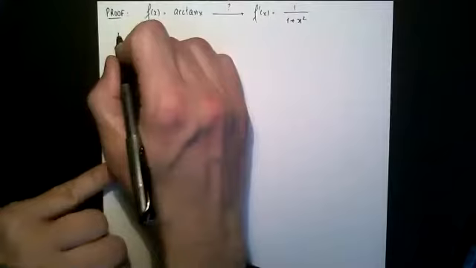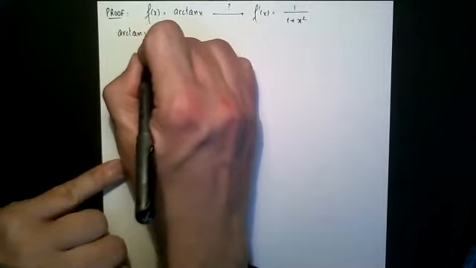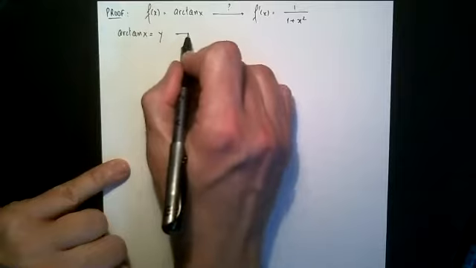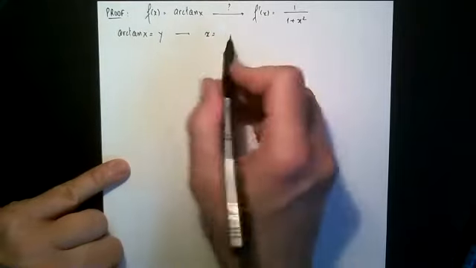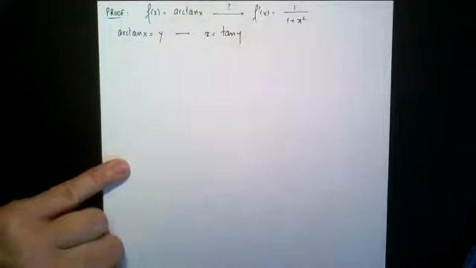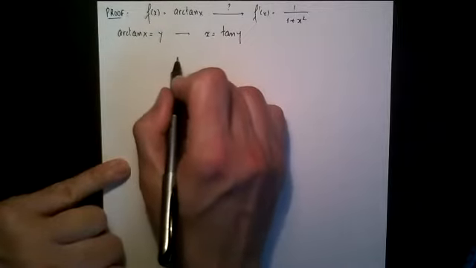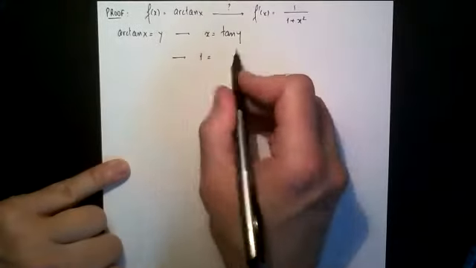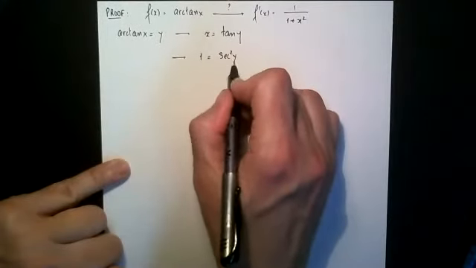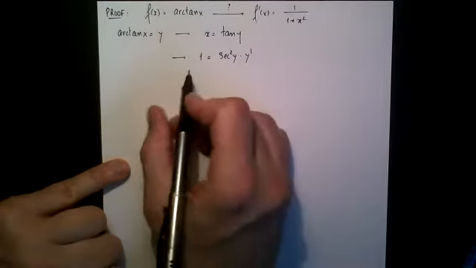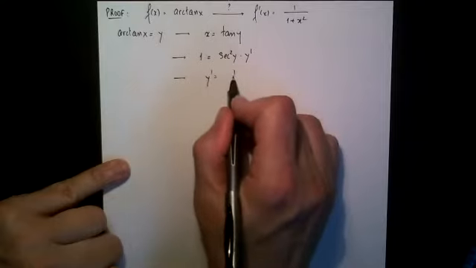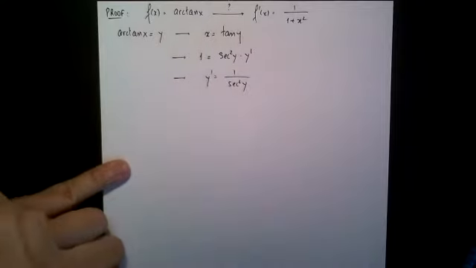So same idea. Arctan of x equals y. This means that x is equal to the tangent of y. And I want to do the derivative of both sides. So 1 equals, the derivative of tangent is secant squared of y times y prime. And so y prime is 1 over secant squared y. Guys, okay?